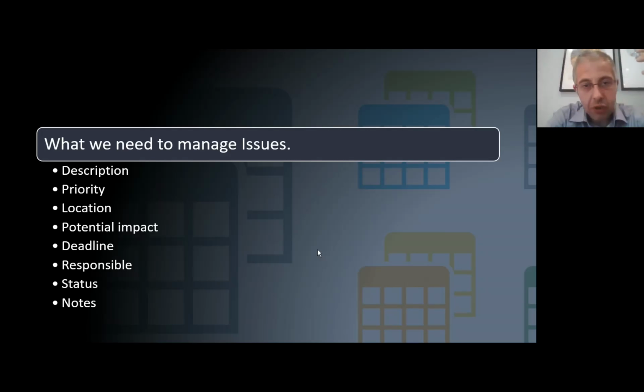Generally, if you try to manage your issues, whichever tool or technology you are using, you need some kind of data. Generally, the best side of issue management is from the data perspective. You are collecting tabular data like in Excel because you need a description of the issue, priority, location, potential impact, deadline, responsible, status, and notes.